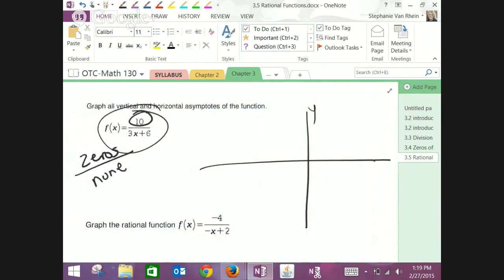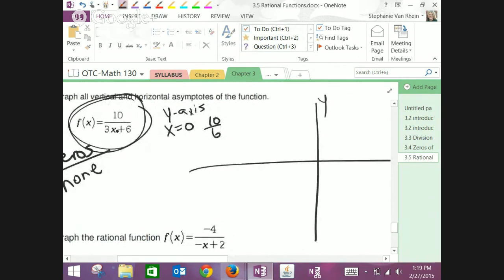Where do I cross the y-axis? When x is 0. When x is 0, I have 10 over 6, which would be 5 over 3. If I plug 0 into this function, x equals 0, I get 10 over 6, since 3 times 0 is 0 plus 6. So this would be 5 over 3. We'll just put this point at 5 over 3.